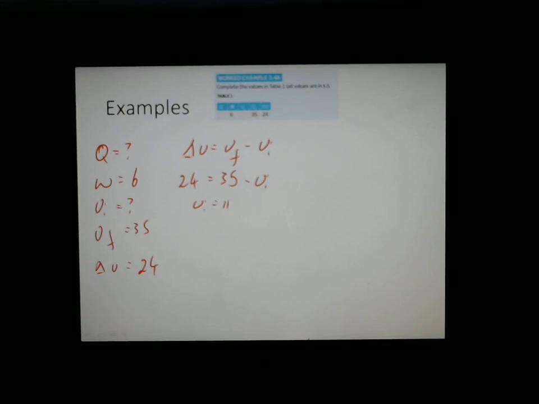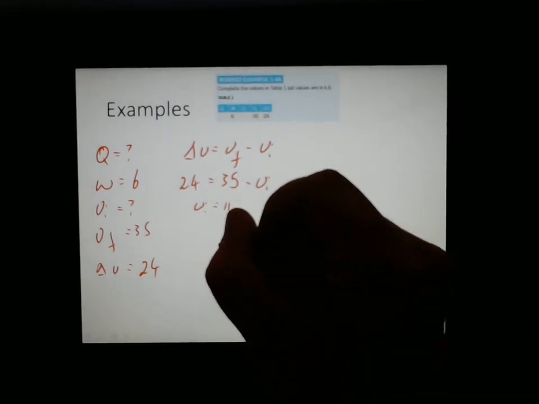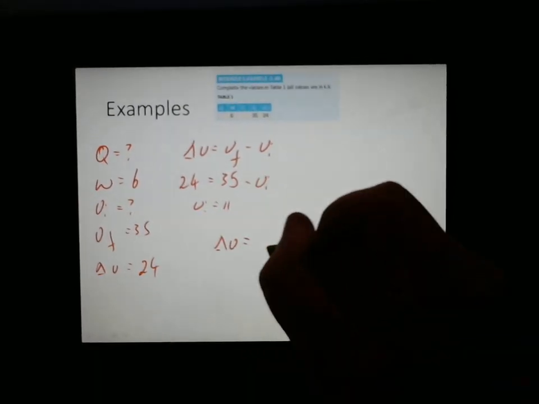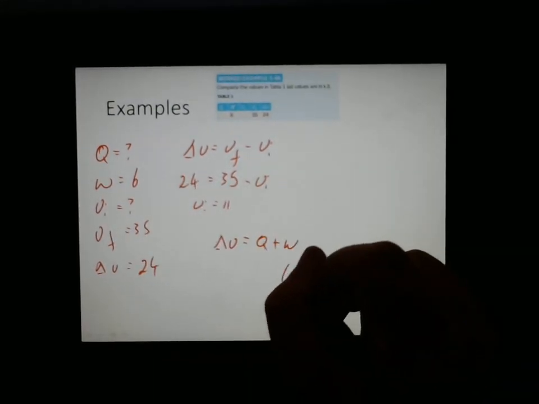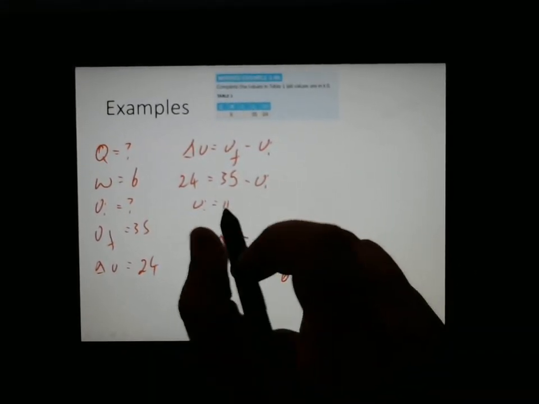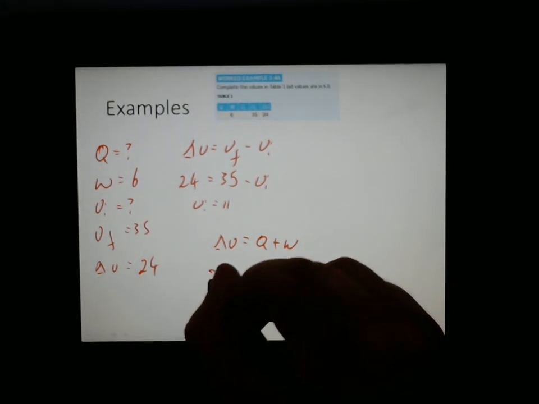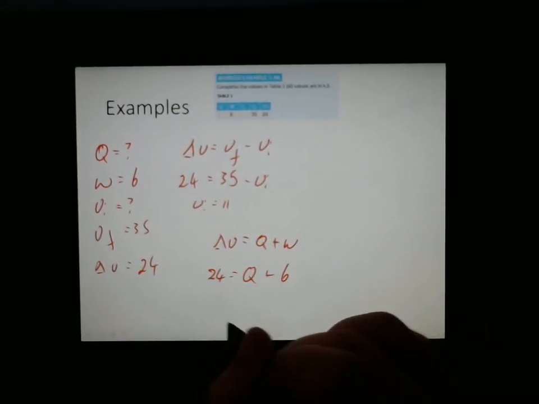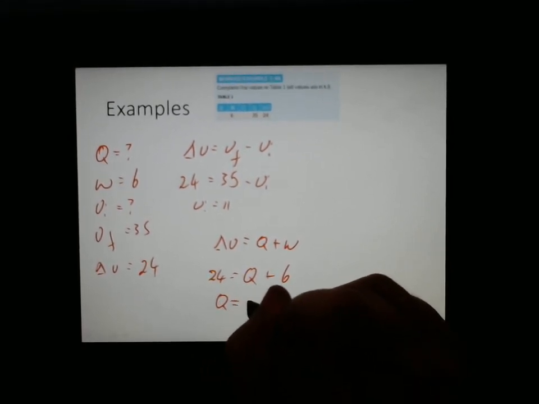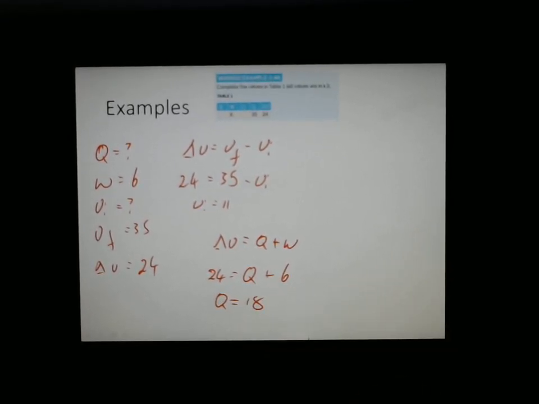But if we want to look at what the individual components of it are, remember that by our formula, delta U equals Q plus W. We're given W, the work is 6, the change was equal to 24, and we don't know the Q. Well, we can see from simple rearrangement, Q will equal 18 joules of energy.